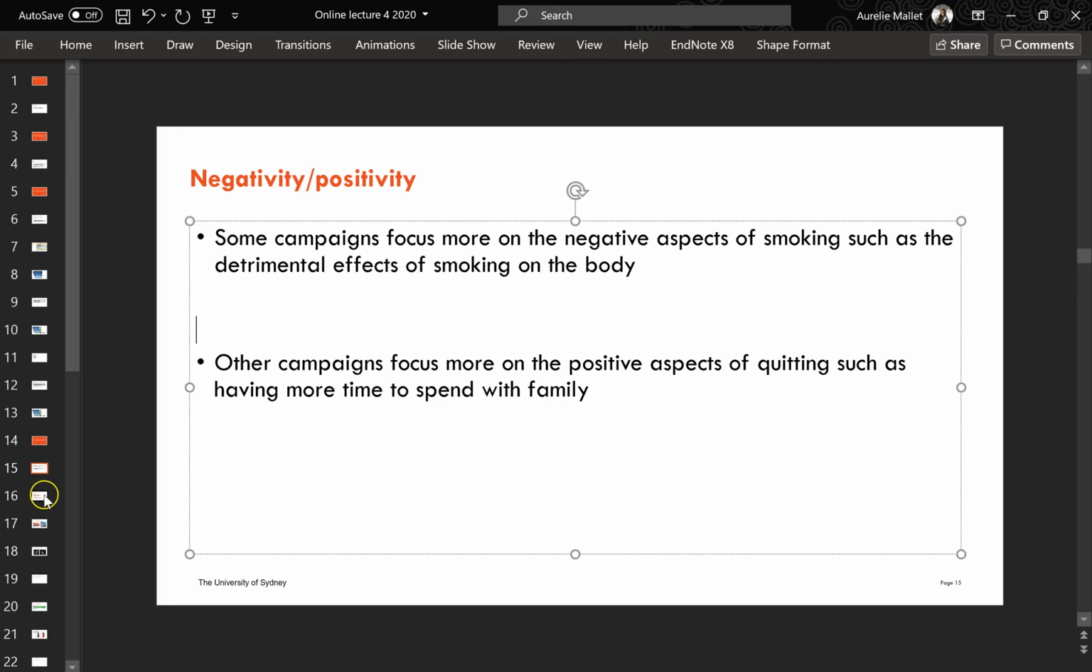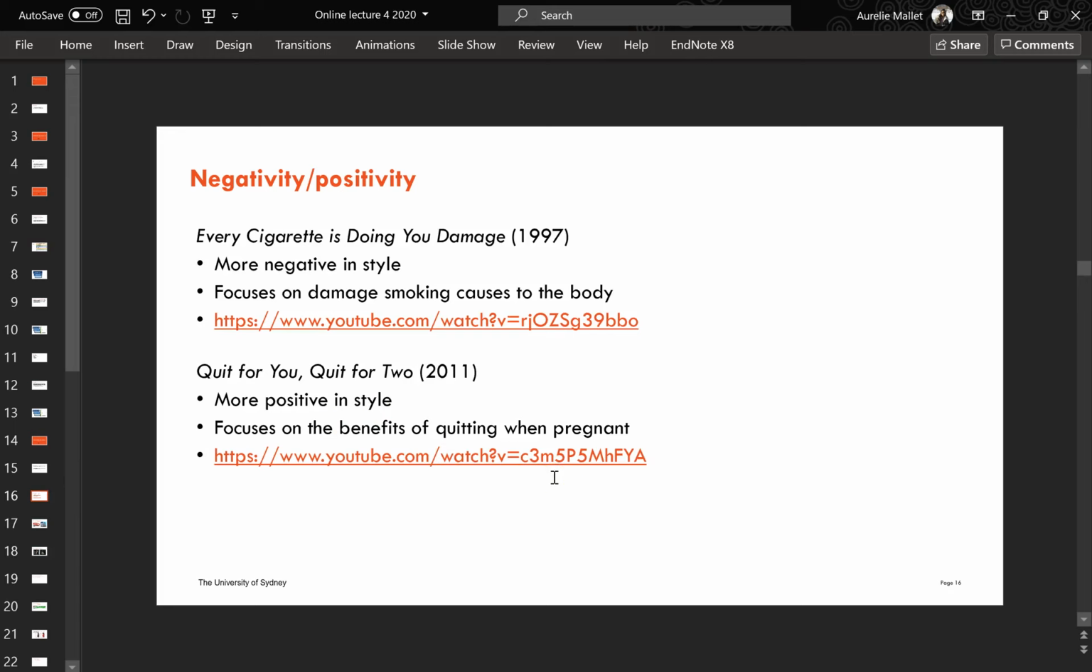Now I'm going to show you two campaigns to illustrate what negativity means and what positivity means. The Every Cigarette is Doing You Damage campaign is a more negative style campaign because it focuses on the damage that smoking causes on the body. And again, this was the first campaign launched in the NTC in 1997. So let's have a look. This campaign features 6 TV ads. I'll show you the ads, and you can get a sense of what I mean by a negative style campaign.